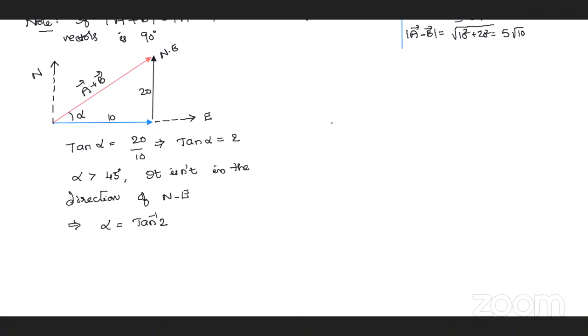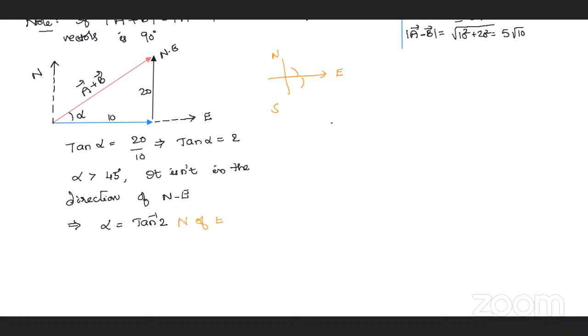That is what I am writing here, you focus. That's why I'm writing in a different color. Check what I'm writing. Tan inverse 2, I'm writing like it is making an angle alpha with the east. So it is making an angle alpha of tan inverse 2 with the east towards north. Why? Because with the east you can say two angles, one angle towards north, the other towards south. So I got the angle here towards north, so I write here towards the north with the east.